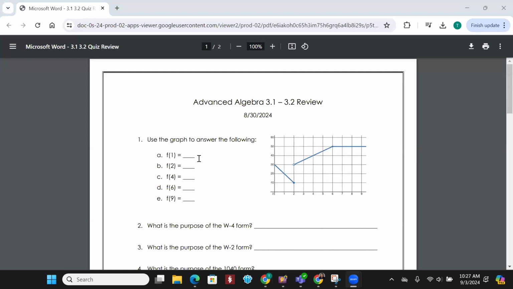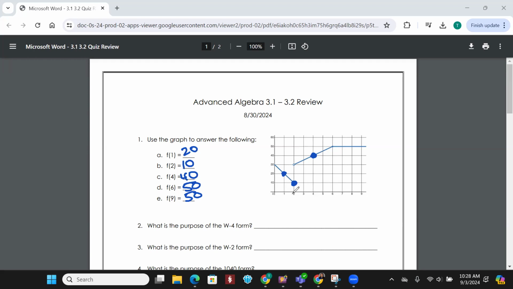Use the graph to answer the following. Okay, so f of 1, we would say when x is 1, what is y? And that's going to be 20. F of 2, that means x is 2, what's y? And that's 10. F of 4, that's 40, then 50. Questions on that? Remember, the filled in dot is the one that has the number. Open circle, no.